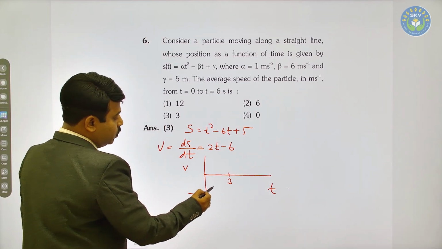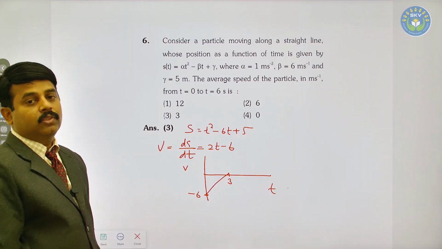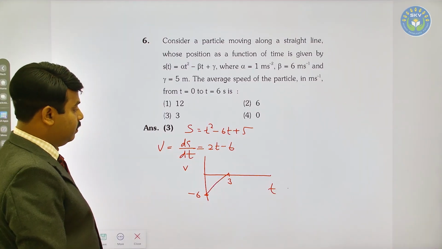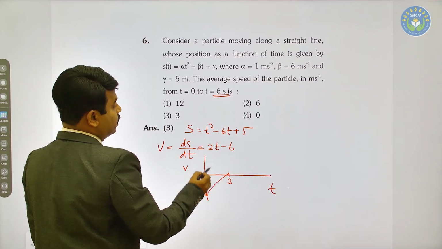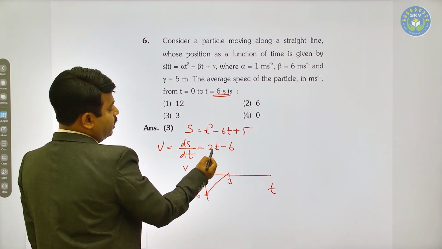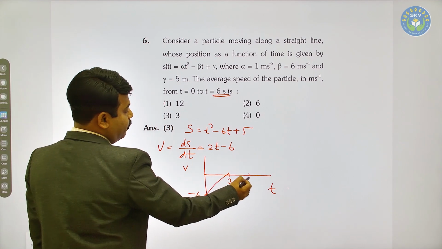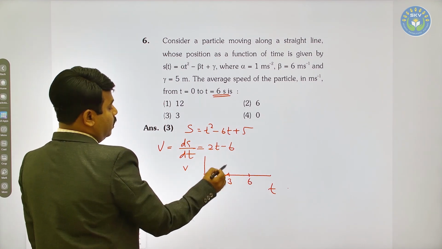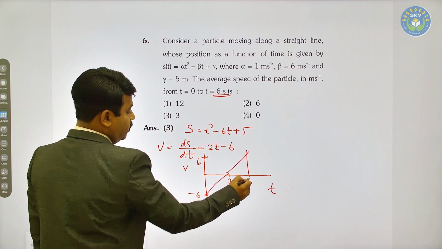This turns to 0, right? And also this is mx plus c format, so that we can write a straight line. Now at t is equal to 6, what can I write? 2 into 6, that is 12 minus 6, another 6. But at t is equal to 6, you get a plus 6 value, right? This is the graph, right?